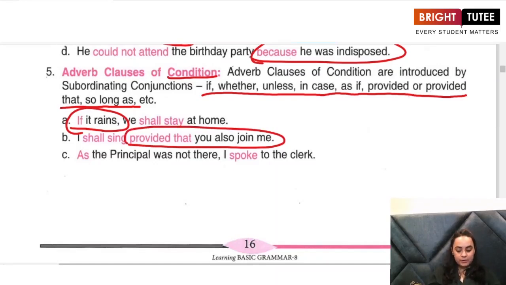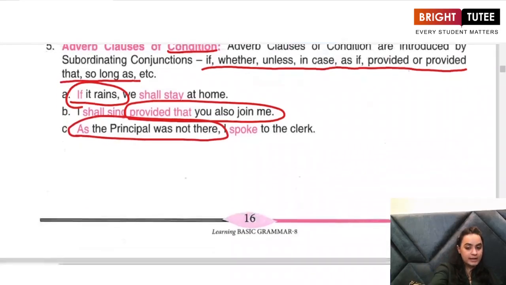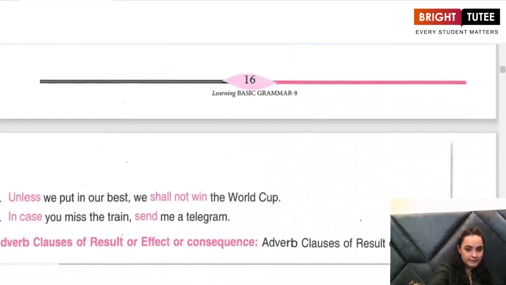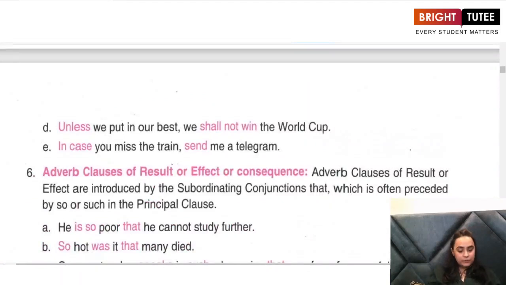As the principal was not there, I spoke to the clerk. What was the condition for me to speak to the clerk? As the principal was not there. This was the condition why I spoke to the clerk. Unless we put in our best, we shall not win the World Cup. What is the condition for us not to win the World Cup? Unless we put in our best.